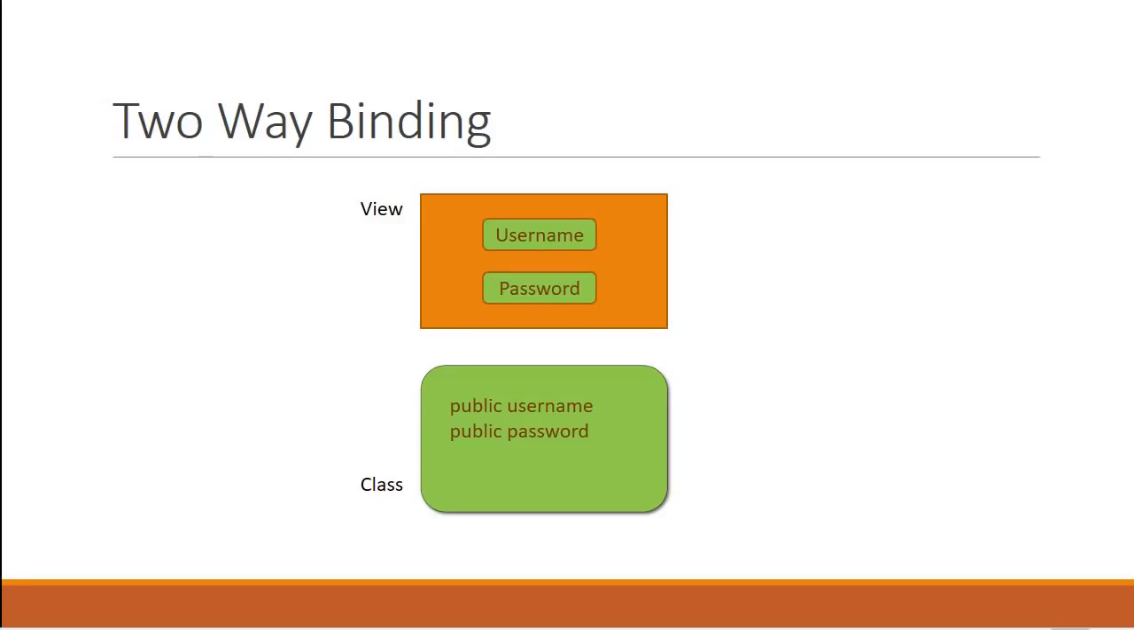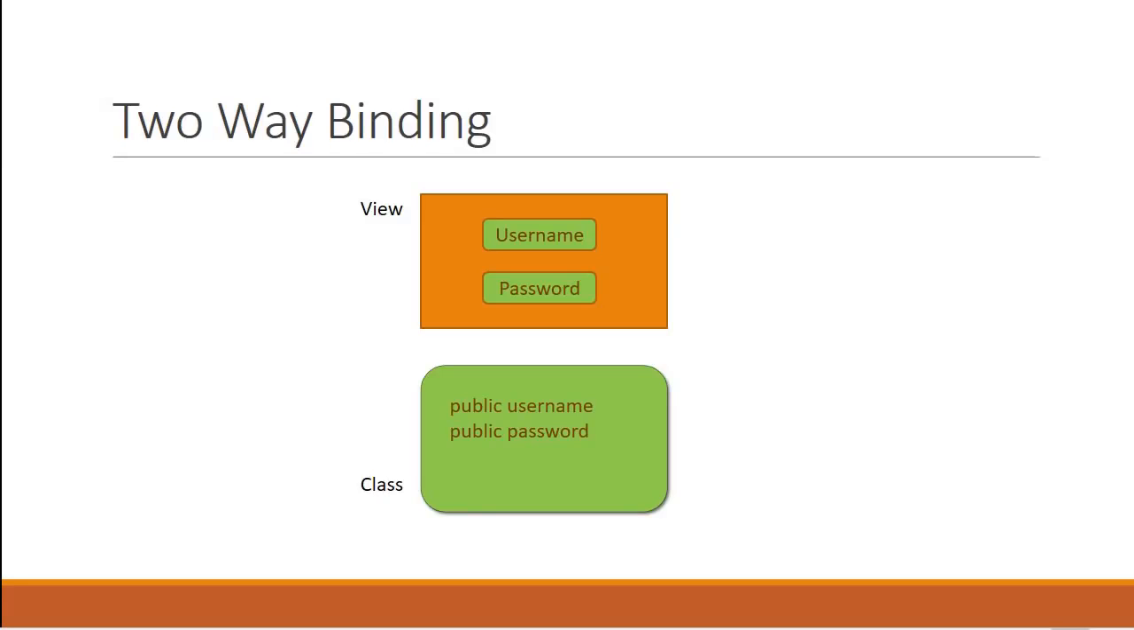When you work with form inputs, it is essential that your model and the view are always in sync. Otherwise, the data might not be consistent. For example, consider a login form. This has a username and password. And the component class has the corresponding properties, username and password.